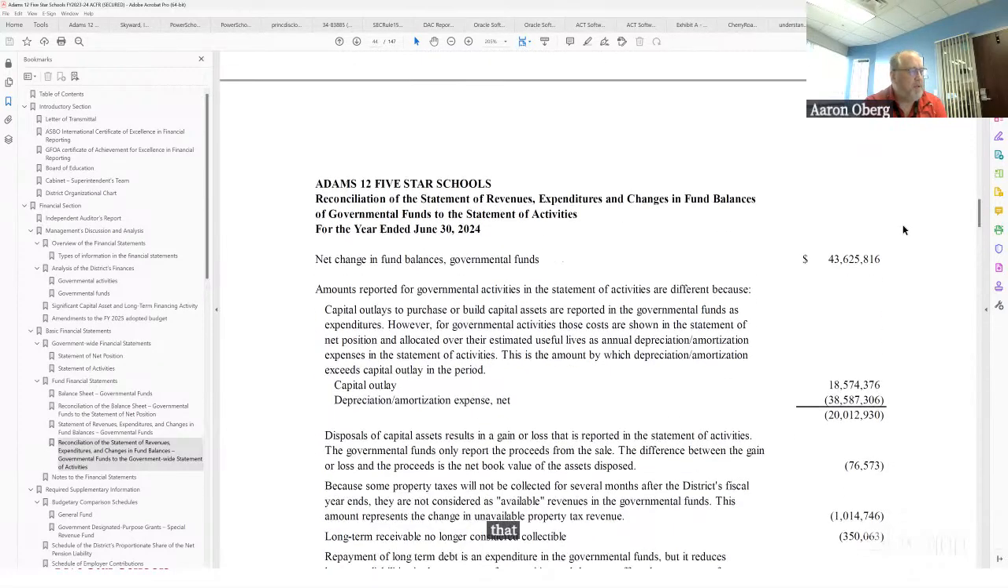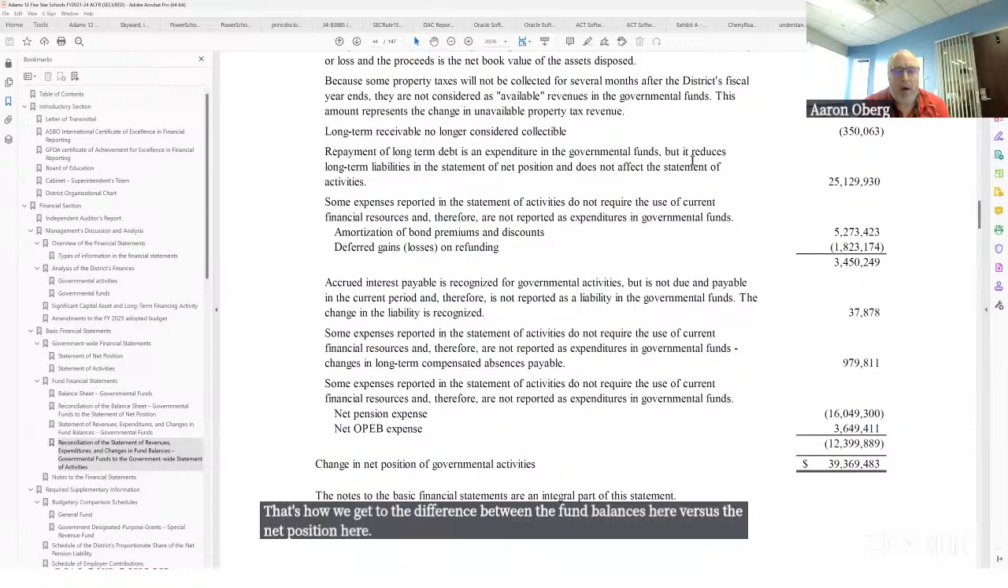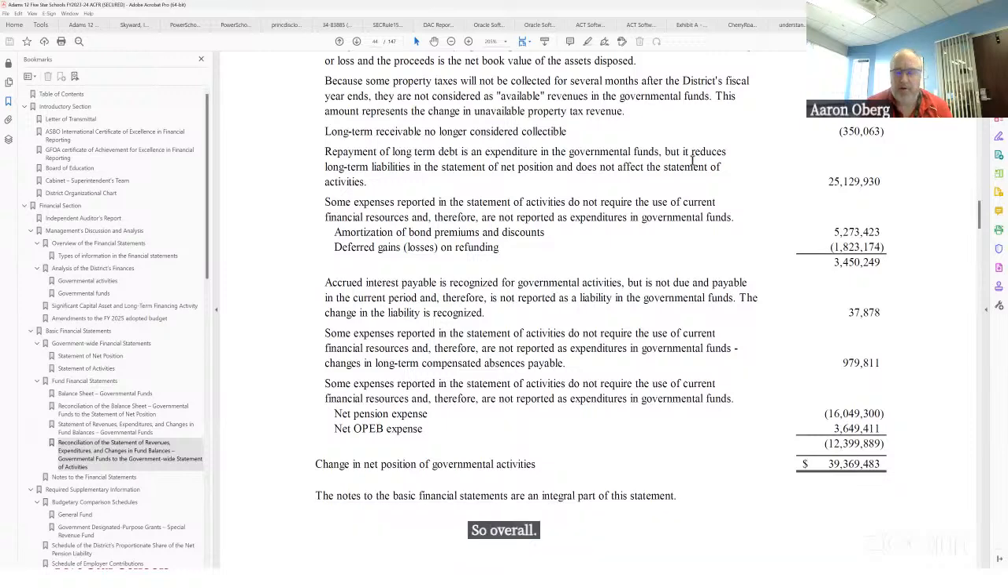That's how we get to the difference between the fund balances here versus the net position here. So overall, 99 and 44 100% of the time, the bond rating agencies want to know what is available in fund balance. They don't spend a lot of time on net position because they understand that we're not going to essentially sell those buildings or make them available for cash, and we're not responsible for the pension and OPEB liabilities. So they do concentrate more on the fund balance pieces.